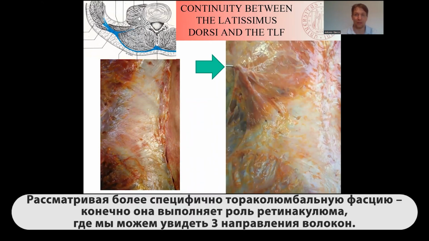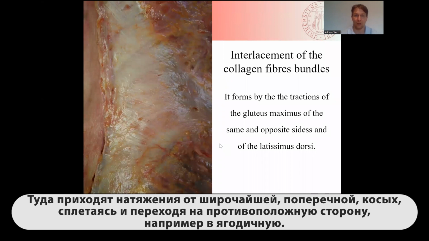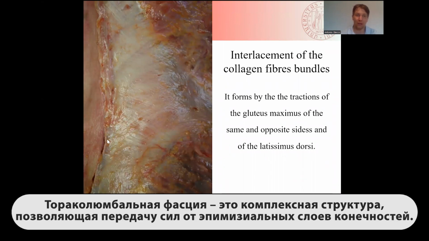So going more specific in the thoracolumbar fascia, of course, it is like a retinacula. You see collagen fiber in one direction, two directions, okay? There will be a third direction below. So, of course, transmitted force from the latissimus, transversus, obliques, they will converge, it will cross the middle line. It will merge into the contralateral glute, for instance. So the thoracolumbar fascia is a complex structure. It's permitting load transmission between the two hemisomas, between the inferior limbs and the upper limbs.